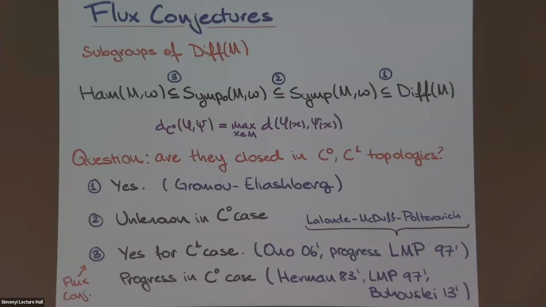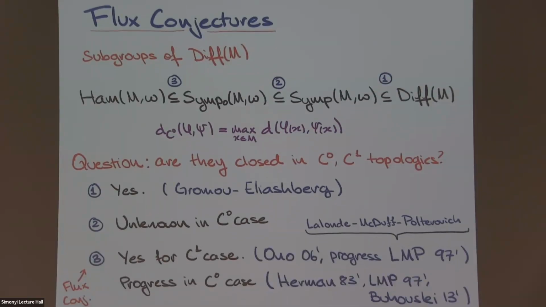We're going to focus on two topologies, the C^0 and the C^1 topology. The C^0 topology, one can think of it as a topology induced by the C^0 distance, which is defined by this formula here, where d is just some distance induced by a choice of Riemannian metric. Because we're in the closed setting, everything will be equivalent.